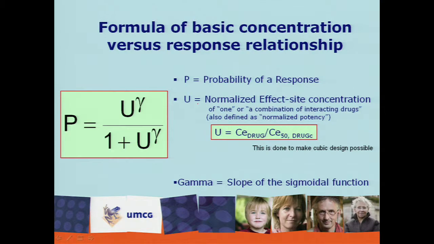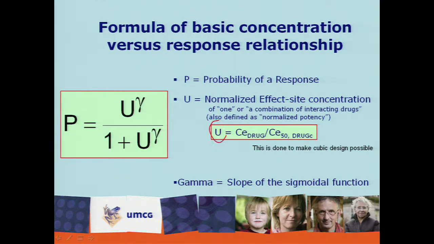Before trying to understand these models, you have to understand the formula of the basic concentration versus response relationship, as I showed you. But the Emax model that I showed you only works for one drug. If you want to study the interaction of two drugs, these two sigmoidal curves have to be normalized. Otherwise, the cubic design of the surface is not possible. So you have to normalize the potency of these two drugs to each other. The best way to do that is to normalize them towards the effect site concentration of 50%, the EC50. And this is done in all the surface modeling approaches that I will explain to you.